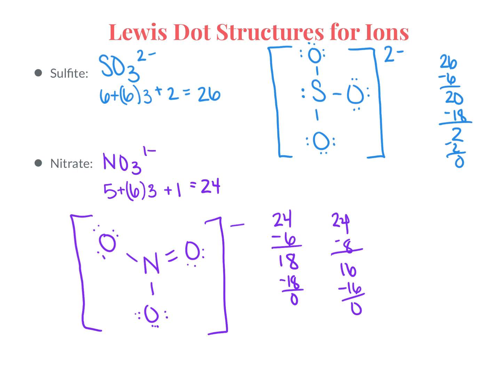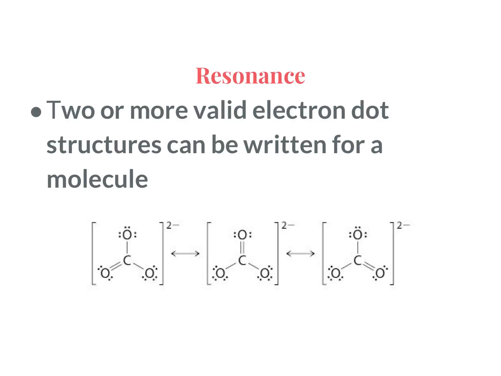Okay. So I'm going to change the slide and then we'll talk more about it. Resonance structures are when there are 2 or more valid Lewis dot structures. This example, carbonate, is just like the one that we did. You could have the double bond here, you could have the double bond here, or you could have the double bond here. Are all 3 of those good Lewis structures?